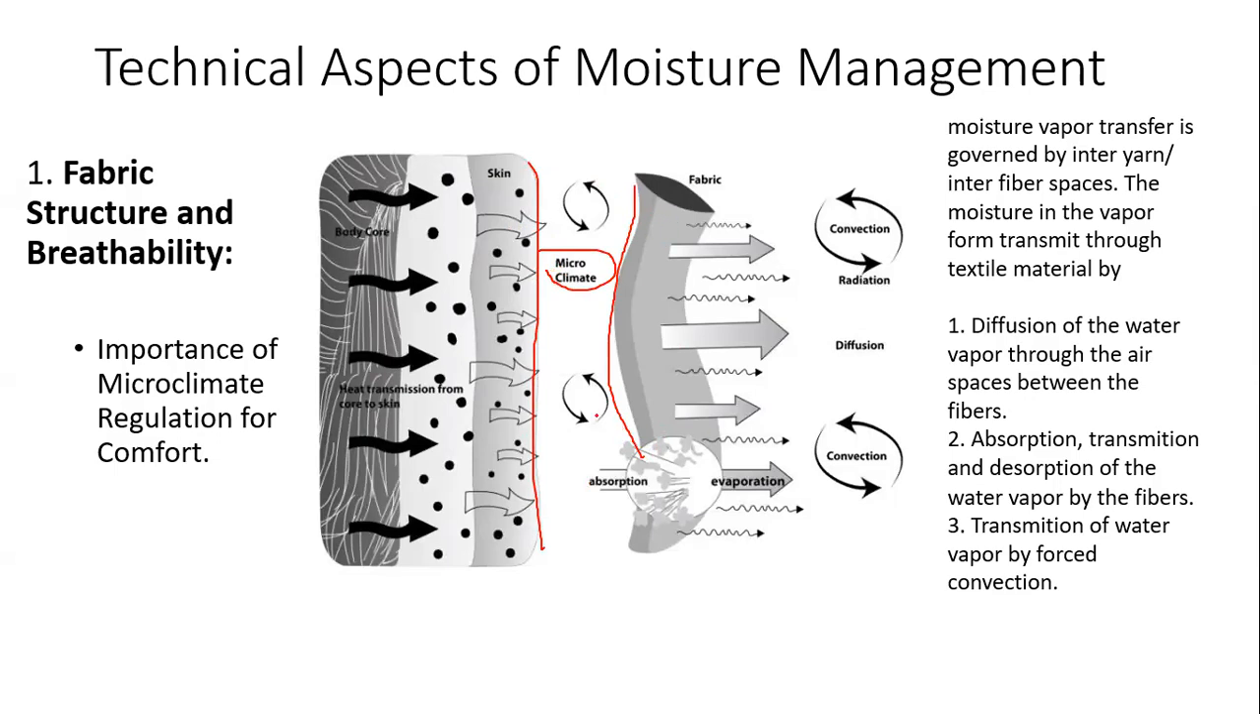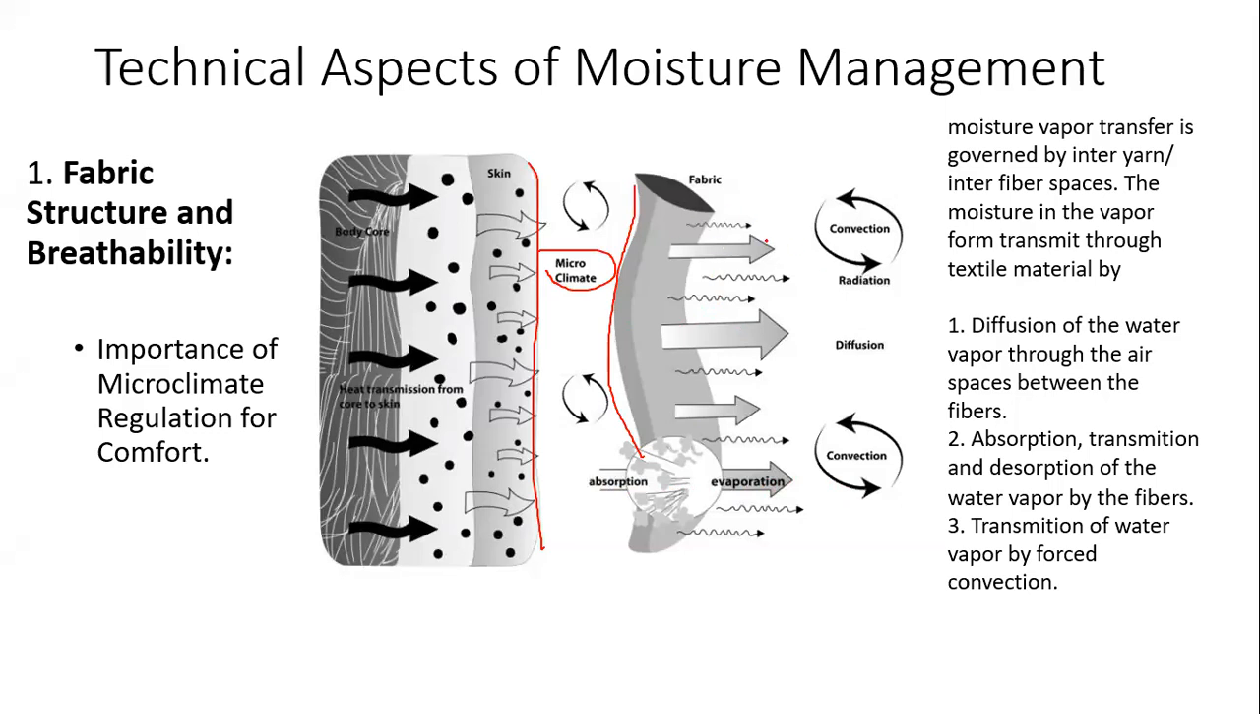So then the moisture will get from your skin to the microclimate, to the fabric, and then to the macroclimate through different mechanisms. It could be adsorption. It will get absorbed and then it will get wet, and then it will go out from the fabric to the macroclimate through evaporation. And it could be through diffusion.